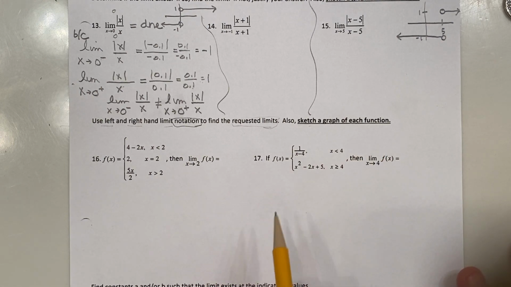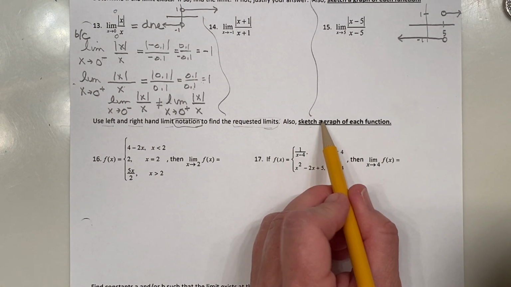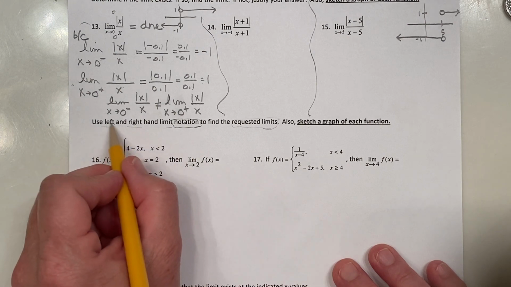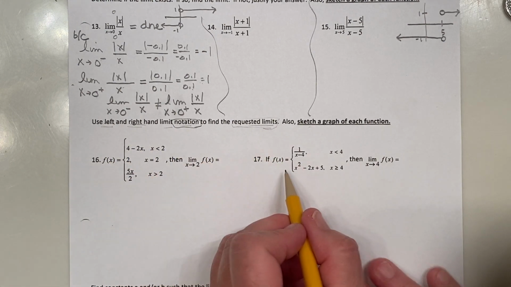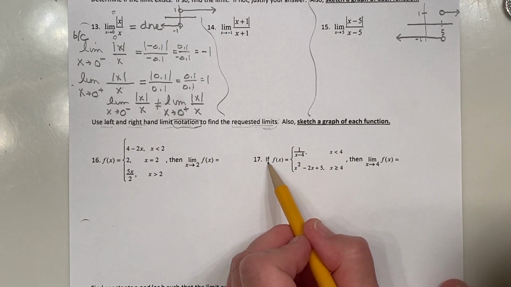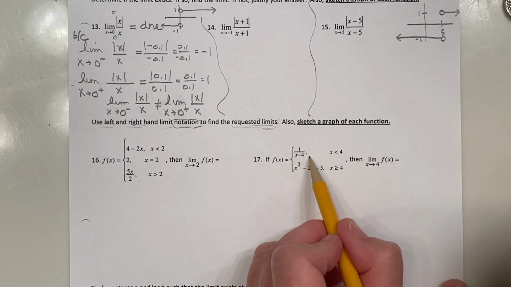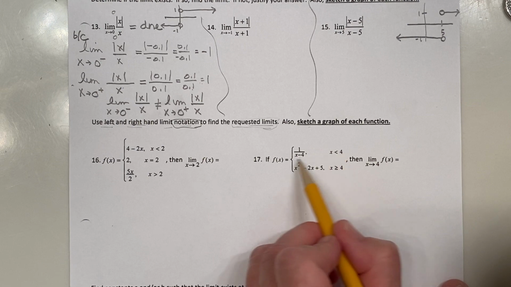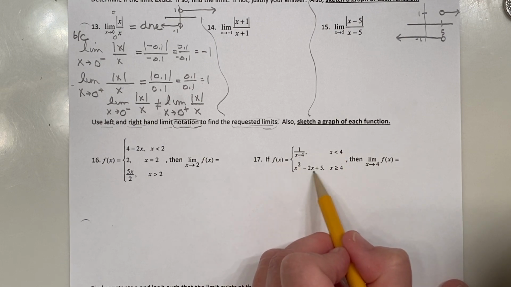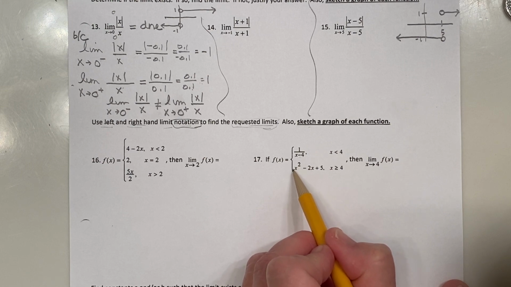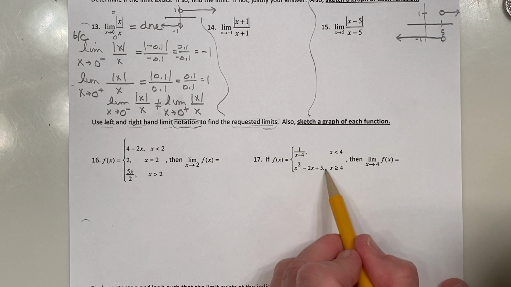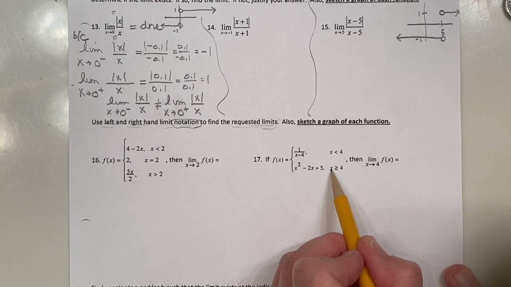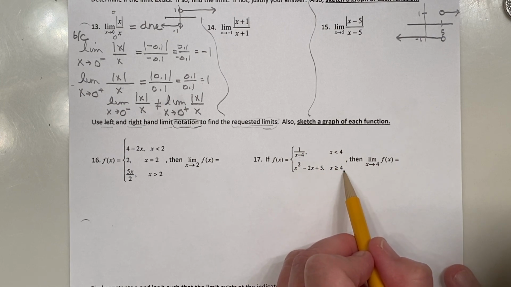All right, I think I'm going to sketch the graph last. So I'm going to actually use left and right hand limits to find the requested limits. So here's my piecewise function. f of x is equal to the reciprocal function as long as x values are less than 4. Or f of x, or y, is equal to a quadratic that opens upward, because the coefficient on x squared is positive. I only want the parabola that opens up for x values greater than or equal to 4.